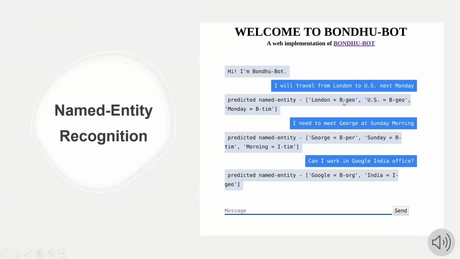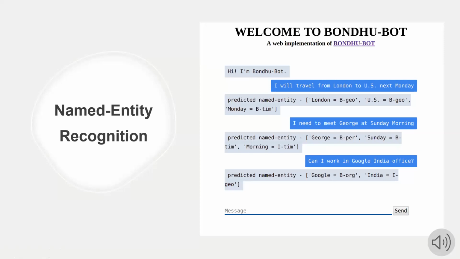For example, London is a place. So US is a place, and Monday is time. If you see this, this will be a good application for the travel agencies if we want to book tickets with a virtual assistant rather than a physical person. So this can be a good application for that, if the named entities can be correctly recognized.